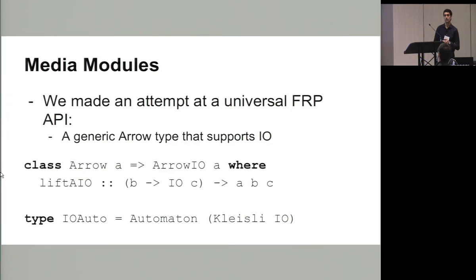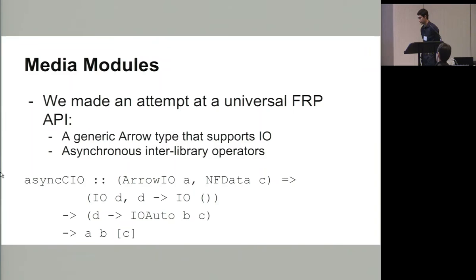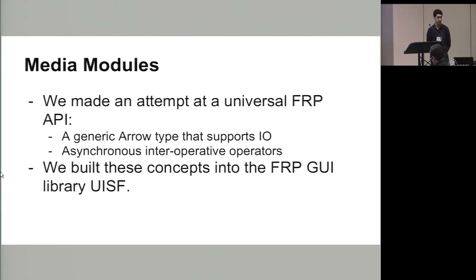So now when we want to use this asynchronously within another module, we can have an async C I/O. And this is going to take an initialization and terminal I/O action and then continually run the IO auto signal function that we have. So we built this into a library called UISF, which Dan has been working on for the past couple of years. It's a really great arrowized FRP library for graphics. I'd highly recommend checking that out.